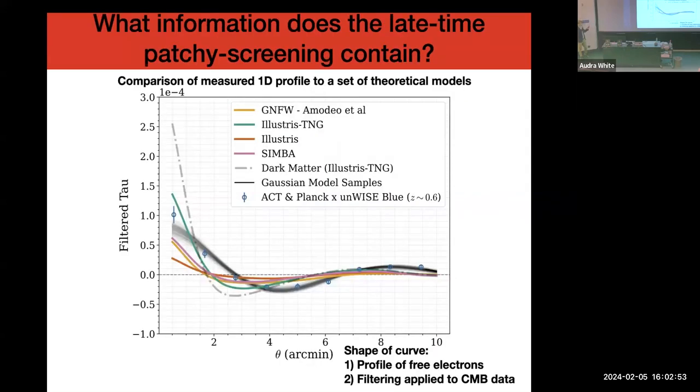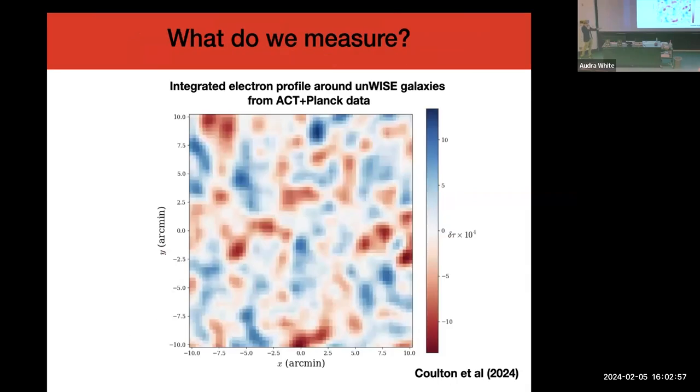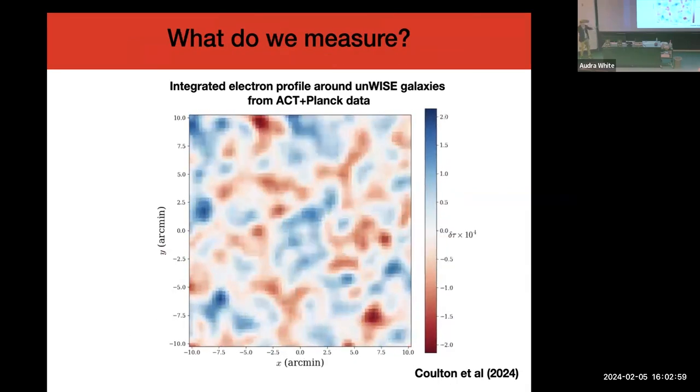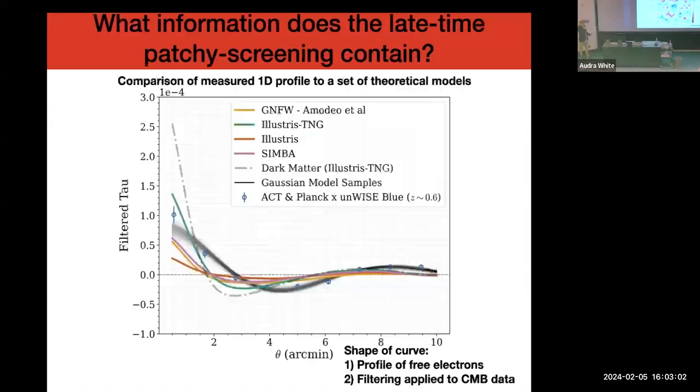So what can we do with this? Well, we can make a 1D profile by averaging this signal in angular bins. That's what I'm showing here with these blue data points of the binned signal. You'll notice that the signal has a characteristic ringing shape, and that actually comes about for a technical reason, due to the way that we've filtered our data.